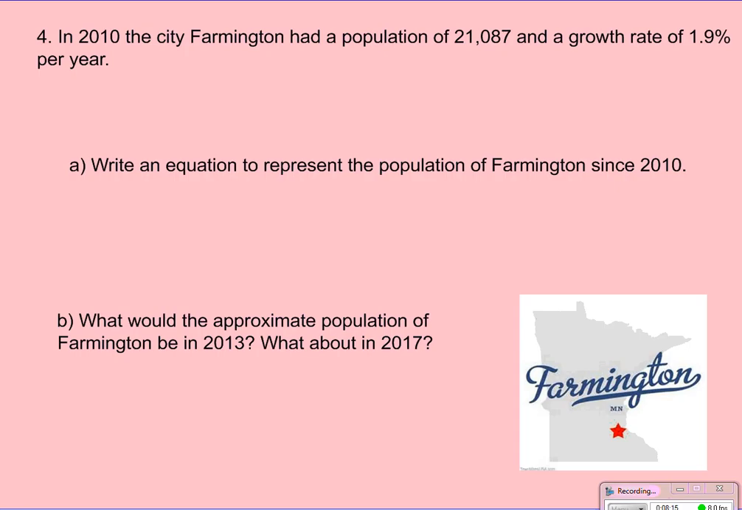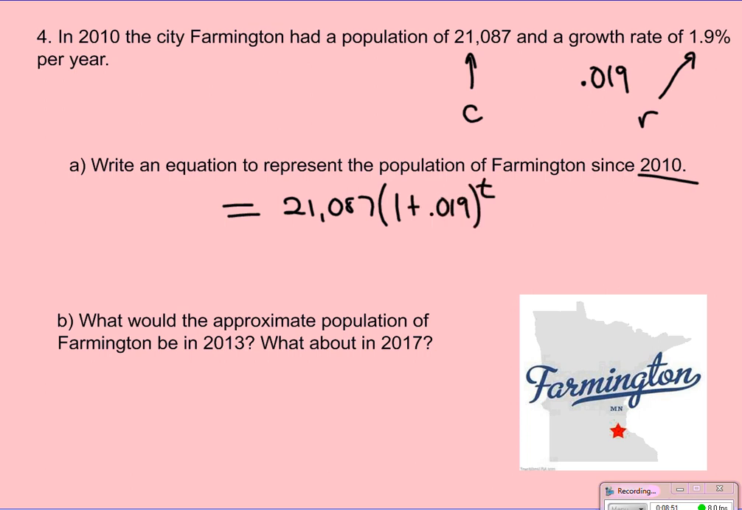So in 2010, the state of Farmington had a population of 21,087 and a growth rate of 1.9%. Write an equation to represent the population of Farmington since 2010. So 2010, that's my time 0. Here is my initial amount, that's C. There's my growth rate, but I need it as a decimal, so that's going to be 0.019. So that's going to be just equal to 21,087 times 1 plus 0.019 raised to the power of T.